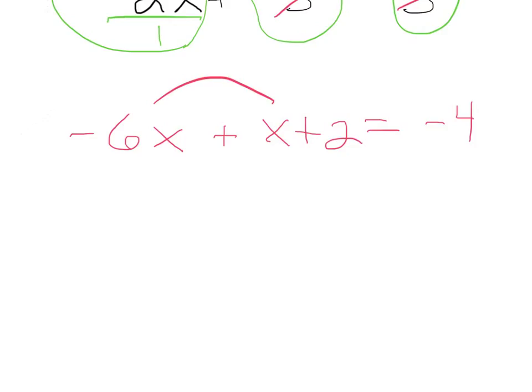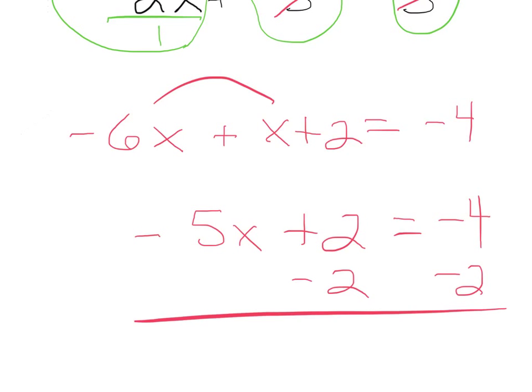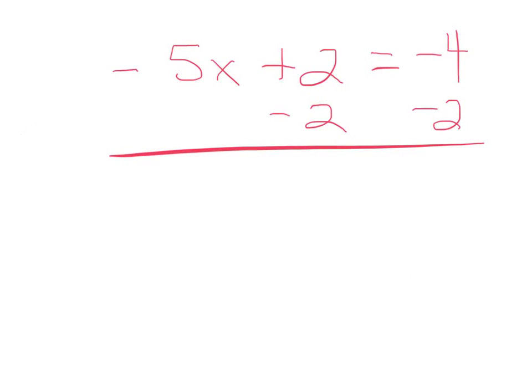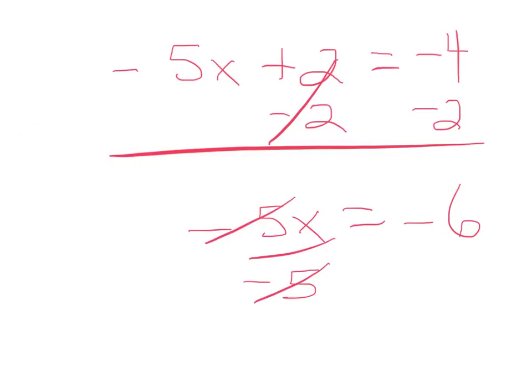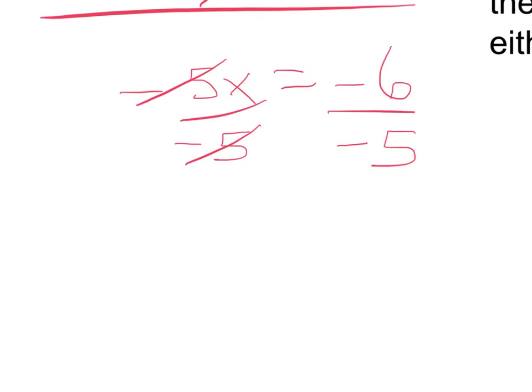So now we've got some like terms we can put together. Negative 6x and x is negative 5x. Negative 4 and negative 2 is negative 6. And then divide by negative 5. And we've got x equals negative 6 over negative 5, or x equals 6 over 5. Anytime you've got a negative over a negative, they just become positive.